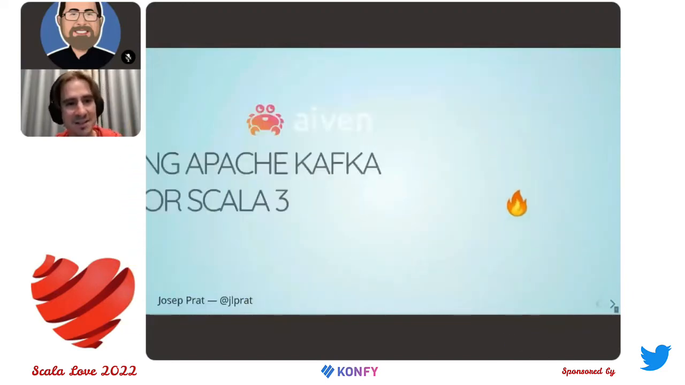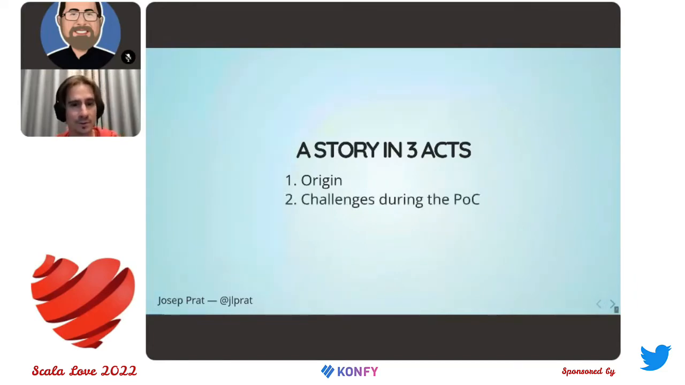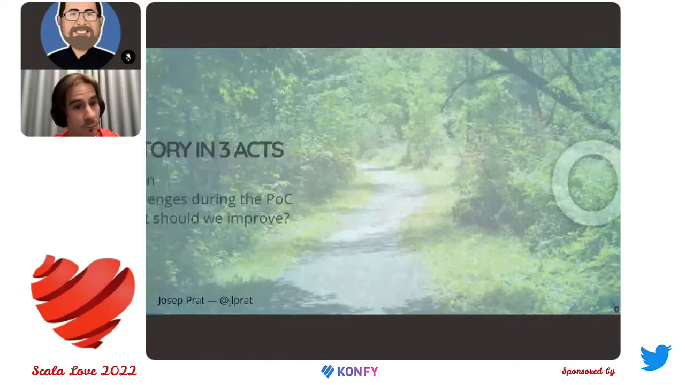That's great. So today I want to explain a story in 3 different acts. First I want to set the stage and explain why I am here. So it starts with the origin. Every story should start with an origin. Then I will go into the meat of the talk, which is the challenges that we faced during this proof of concept that we did, trying to migrate Kafka to Scala 3. And in the end, I will try to explain and give my point of view on what we should improve as a community to make things better. Let's start with the origin.